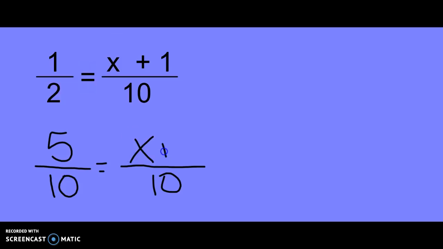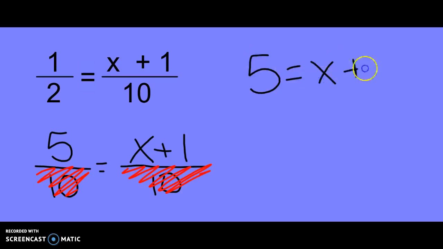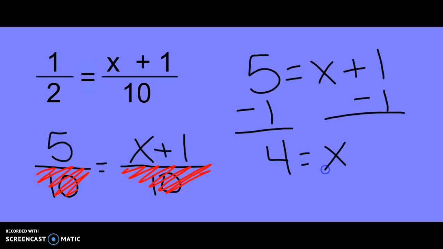Now here's what's so great about this. Once your denominators are the same, you can drop them. You can literally just throw these little guys away. And then you've got 5 is equal to x plus 1. And then we just solve for x. So we end up where x is equal to 4.